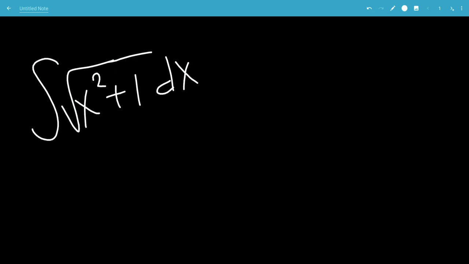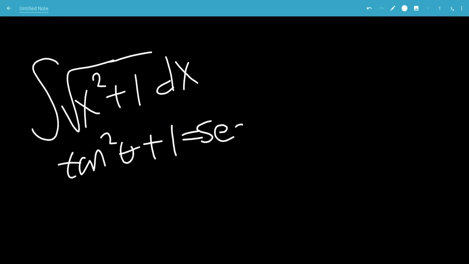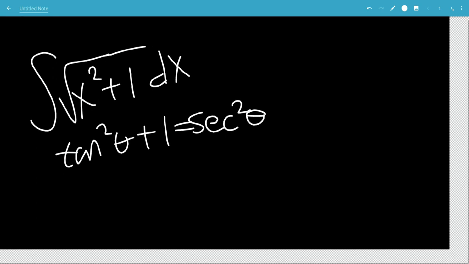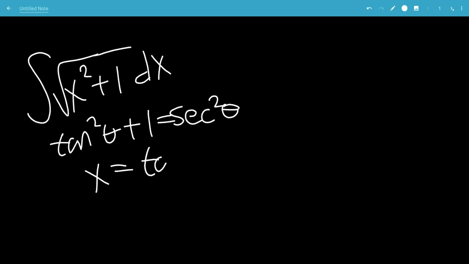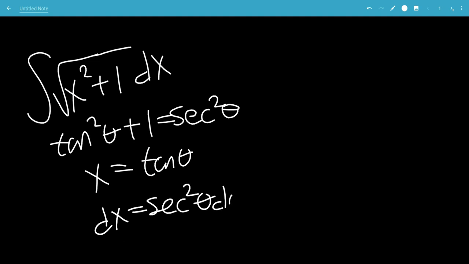In this video, we're going to do the integral of the square root of x squared plus 1. So we know that tangent squared theta plus 1 is secant squared theta. So it makes sense to let x be tangent theta. dx will be secant squared theta d theta.